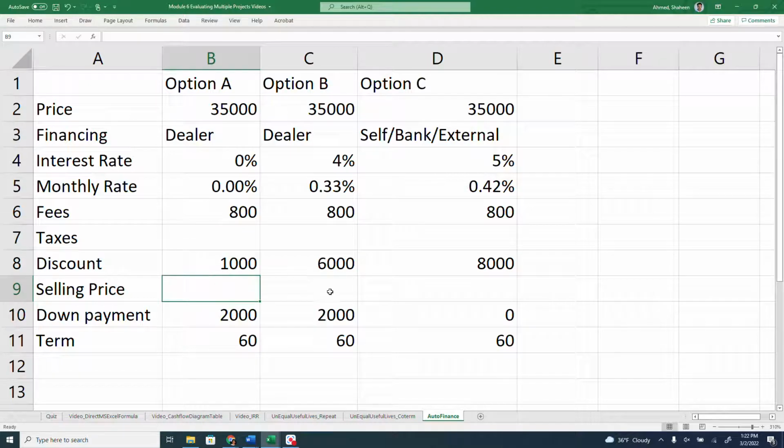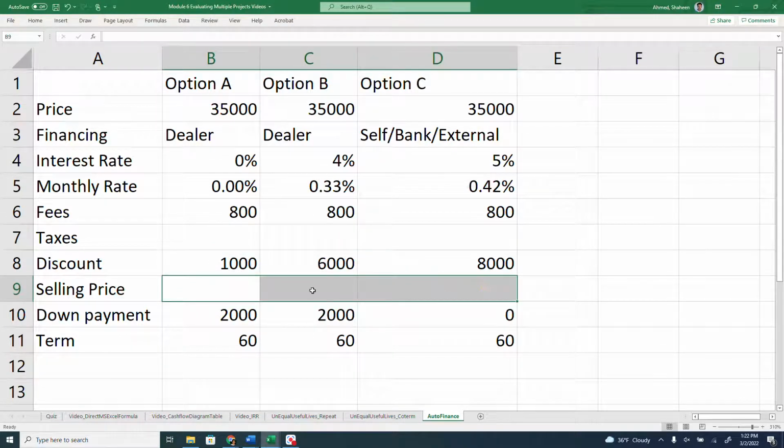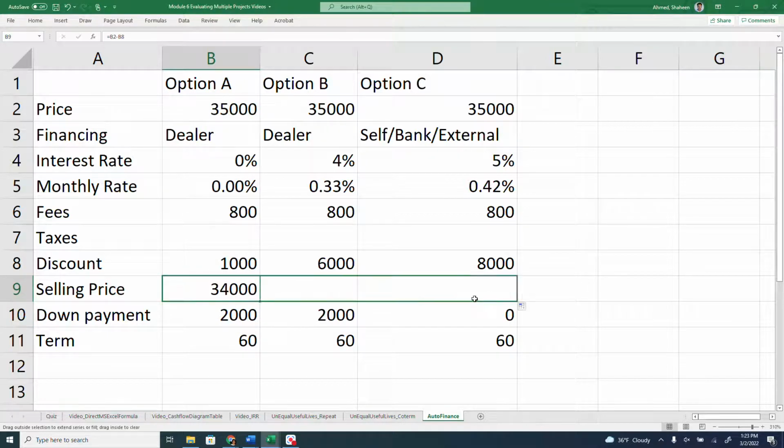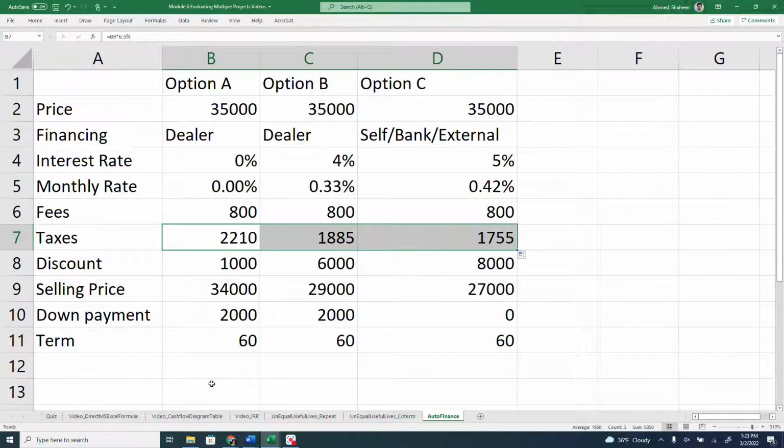We need to find the taxes, which depend on the selling price after the discount. So we calculate the sticker price minus the discount, and that is the selling price for each of these options. And then taxes, where I live, are 6.5% on new cars, applied to the selling price, so that will be the taxes for each of these options.